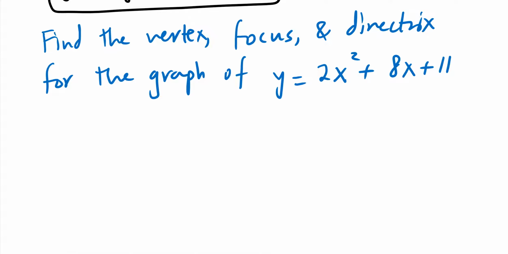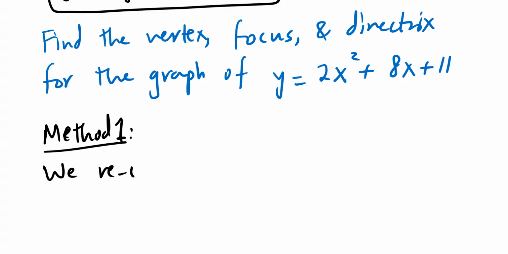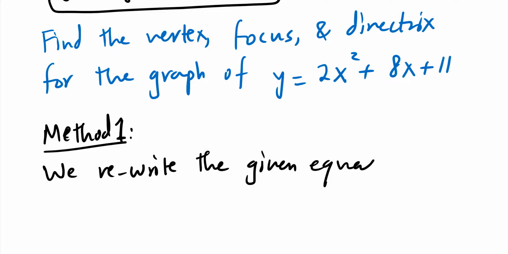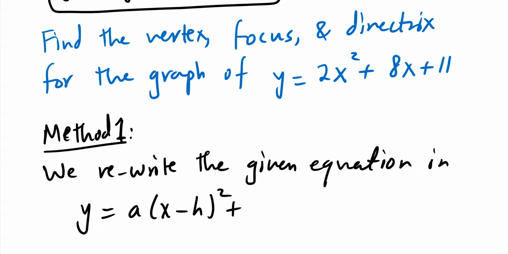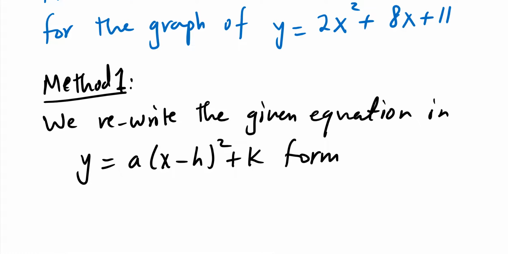So there are two methods to do this. I'm going to call it method 1, and then I'm going to show you another method in a minute. So method 1 is we rewrite the given equation in y equals a times (x minus h) squared plus k form. So let's write that down.